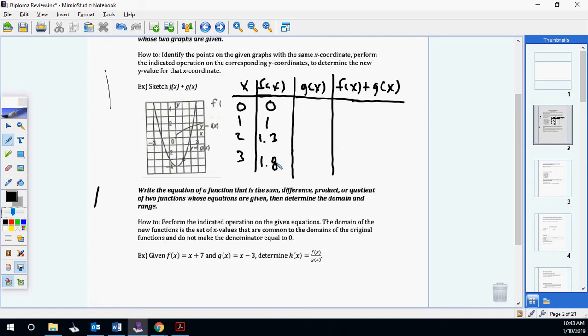Now g of x at 0 is -4. It's -3 at 1. At 2 it is 0. And at 3, what's it look like there? 4? No, a little higher than that, isn't it? 5? Looks like 5. Yeah, that looks good. Okay, 5.